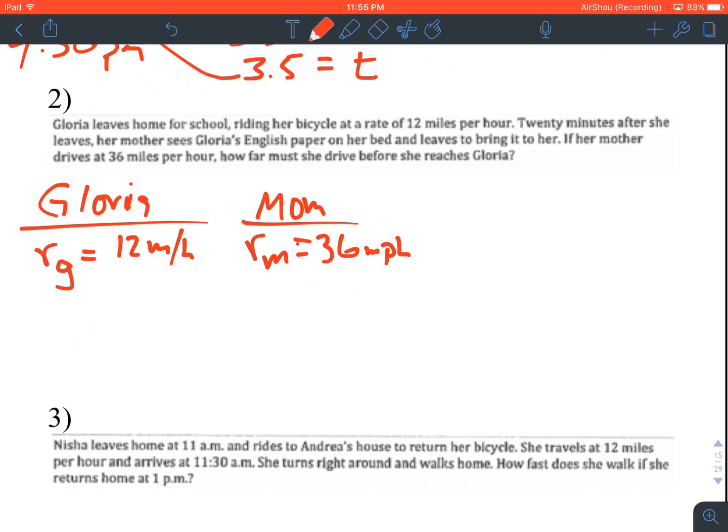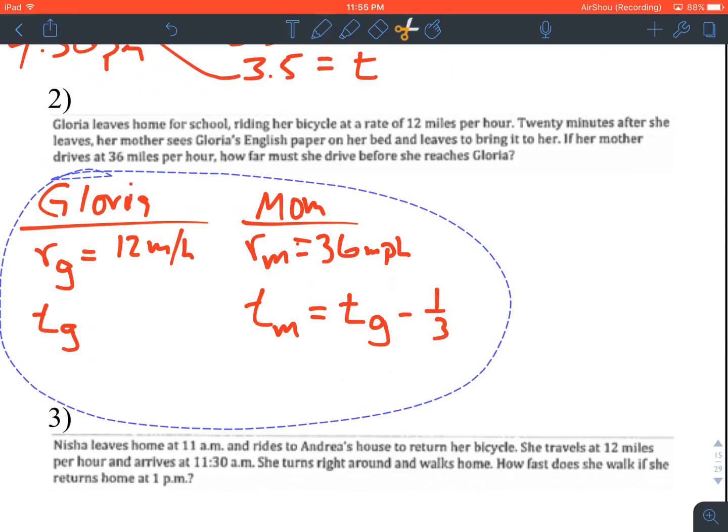Now this doesn't tell us how far they drive. It also doesn't tell us the time. Here's what we do know. The time for Gloria, whatever that is, the time for the mom is 20 minutes less. So it's Gloria's time minus 20 minutes. I really don't want to write 20 minutes because we're talking about hours. 20 minutes is 1/3 of an hour. So I could say this.